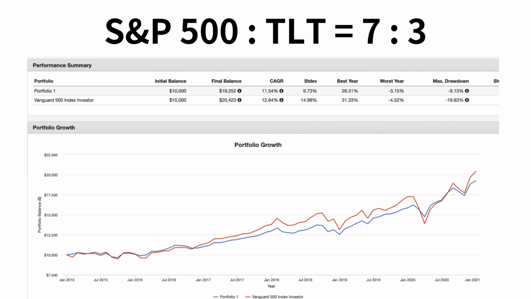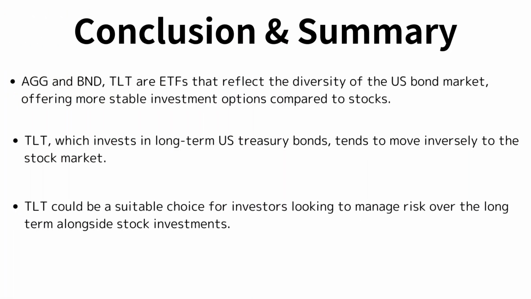As previously mentioned, bonds are inherently stable assets and tend to exhibit smaller declines compared to stocks. While total returns might be slightly lower, incorporating bonds can enhance your portfolio's stability and mitigate risks. AGG, BND, and TLT are ETFs that reflect the diversity of the U.S. bond market, offering more stable investment options compared to stocks.